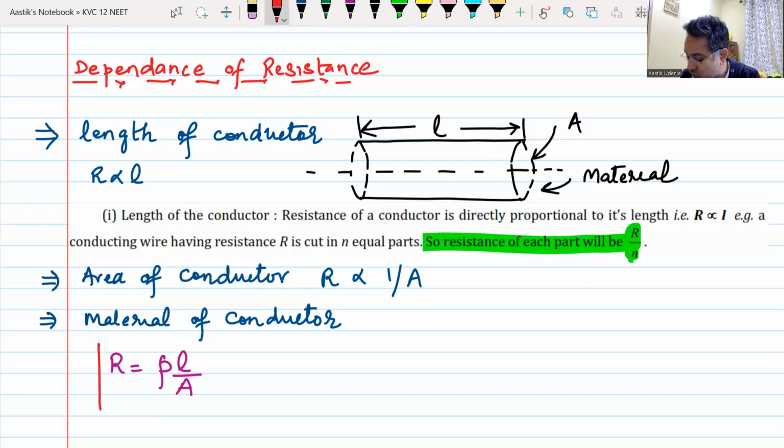A new term comes: rho. What does L stand for here? No one knows it. L stands for the length of the conductor, A stands for the area of the conductor, and rho is known as the resistivity of the conductor.